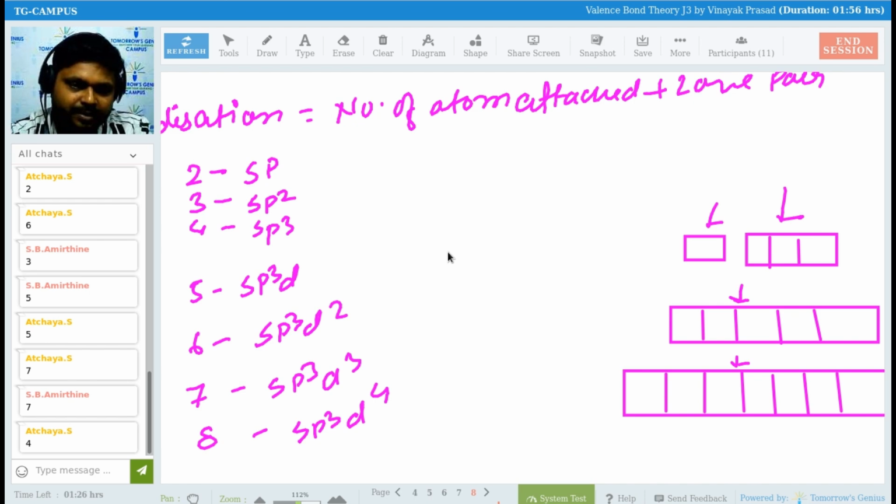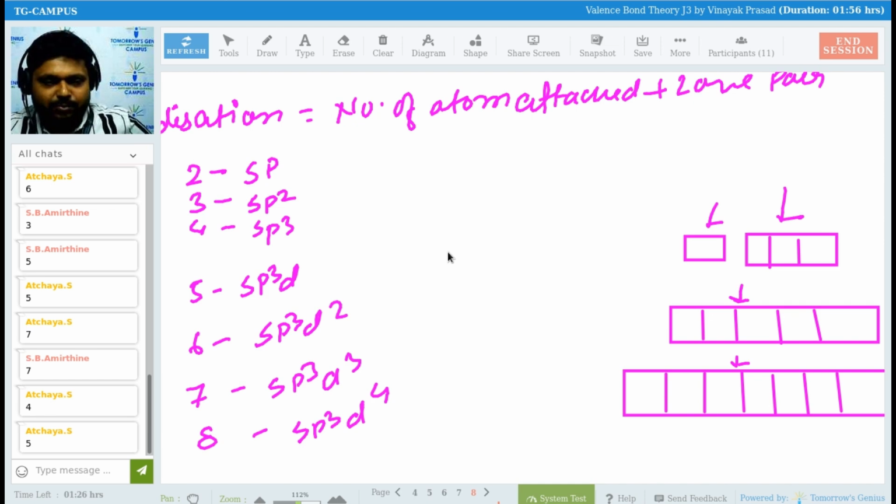Very good answer. So got my point, everyone? S will be 1, P will be 3, D will be what? D will be 5, right? And F will be what? 7. So these can be the hybrid structures, right? That we can write this way, right? Now, let's suppose I am taking one example.